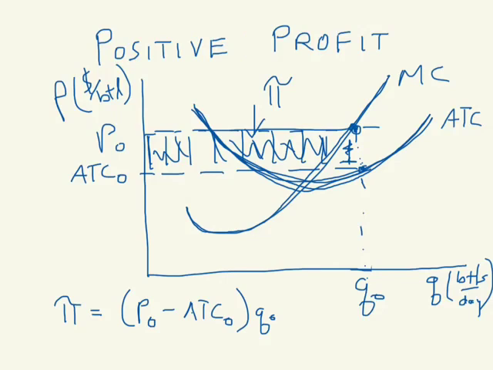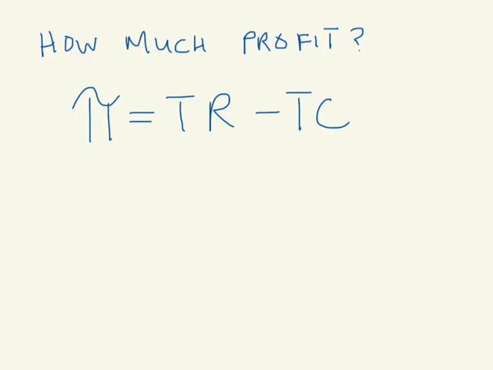I guess let me show you that derivation. If you don't care, just don't listen for the next minute or so. We can write profits as the following. Total revenue is price times quantity of the firm. And then we can write total cost.